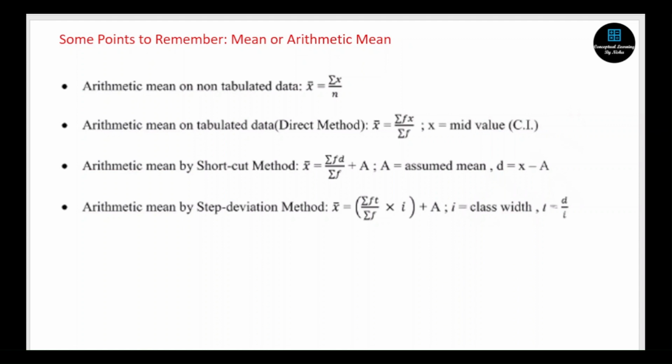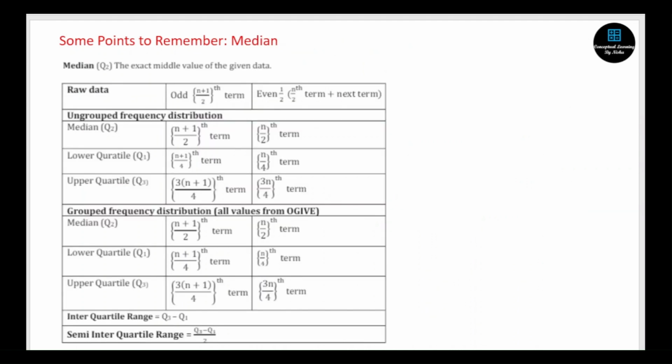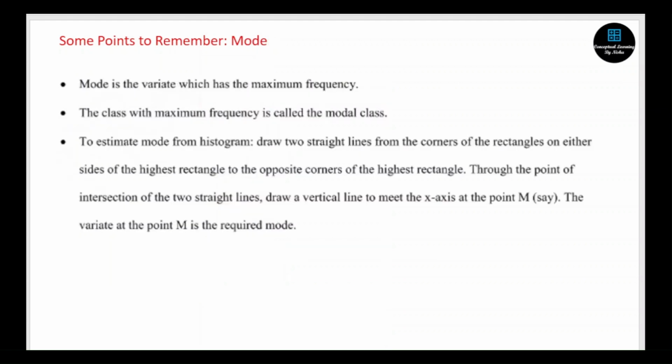Now here are some points which you have to remember. Here are some formulas for mean, or you can say arithmetic mean. All right, pause the slide, write those formulas, and then move ahead. These are formulas to find the median of the data. I have covered all the different formulas which we are using for median, including quartile and interquartile range also. And then mode. So how to find the mode?